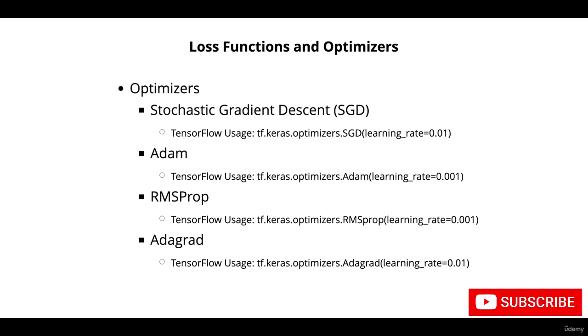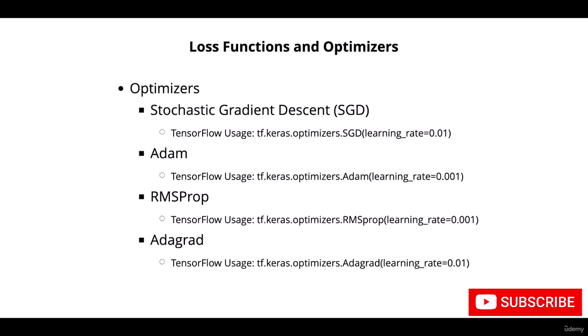Next is Adam, which you probably heard about before. This is the adaptive moment estimation. That's what Adam stands for. It combines the advantages of both AdaGrad and RMSprop algorithms. It adapts the learning rate for each parameter and uses momentum to accelerate training. TensorFlow usage is tf.keras.optimizers.Adam and learning rate equal to 0.001.